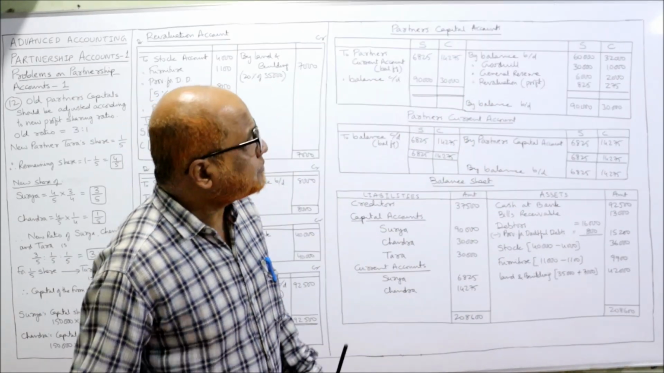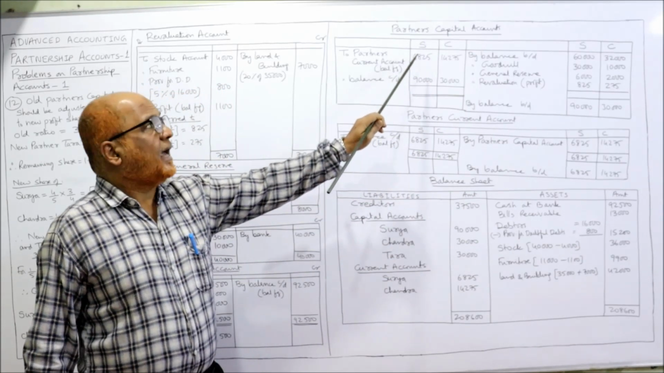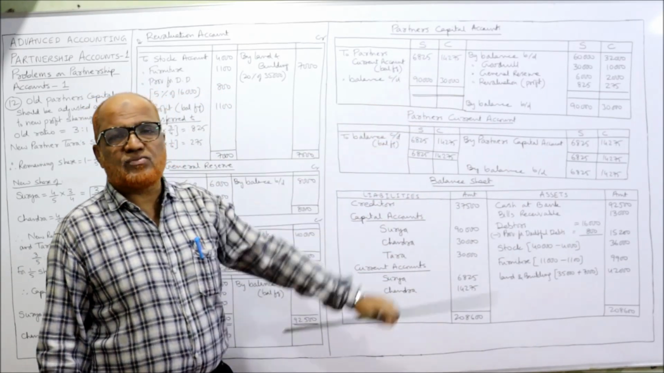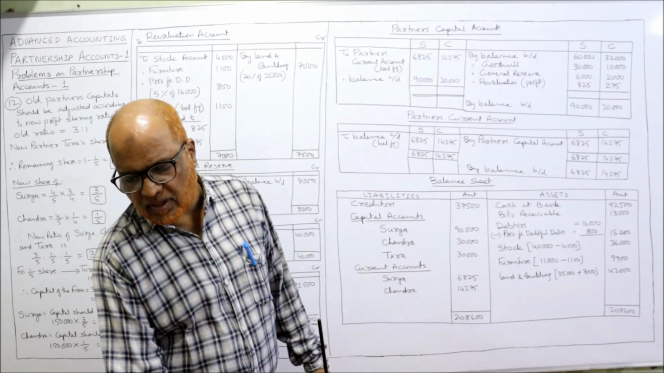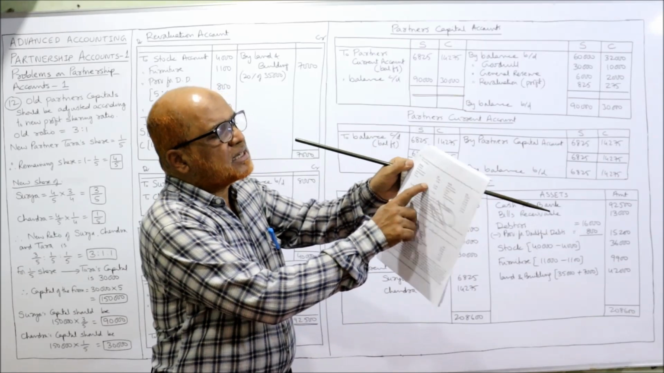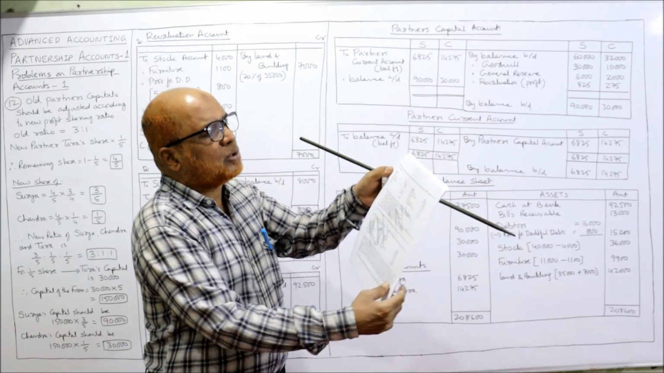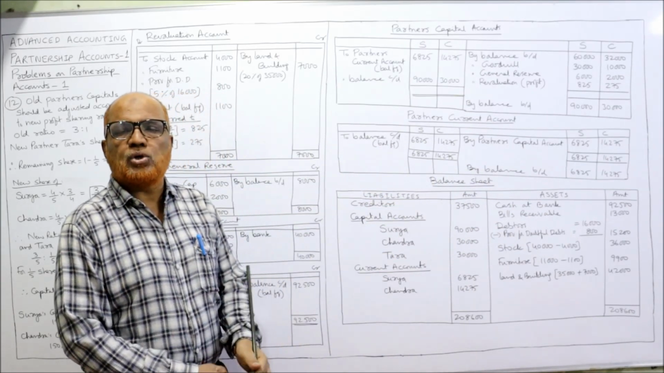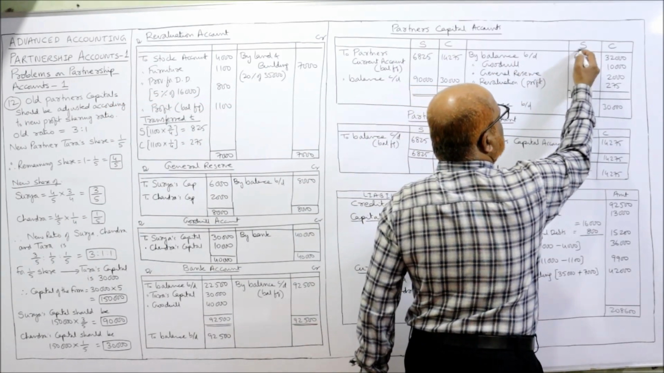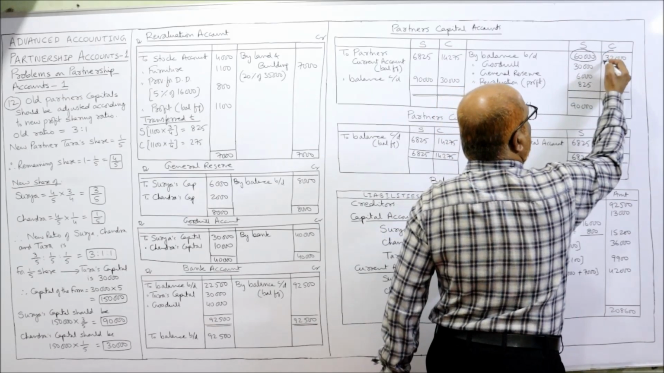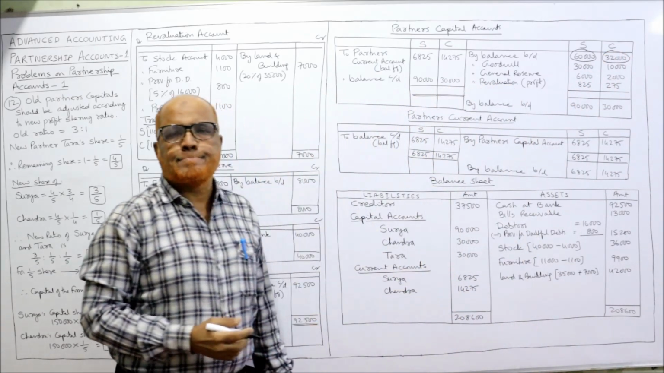Now see carefully. Partners' capital account. S stands for Surya, C stands for Chandra. Before the admission, what is the capital of Surya and Chandra? It is given: 60,000 Surya, 32,000 Chandra. So the opening balance, I have taken as balance brought down: 60,000 Surya and 32,000 Chandra.